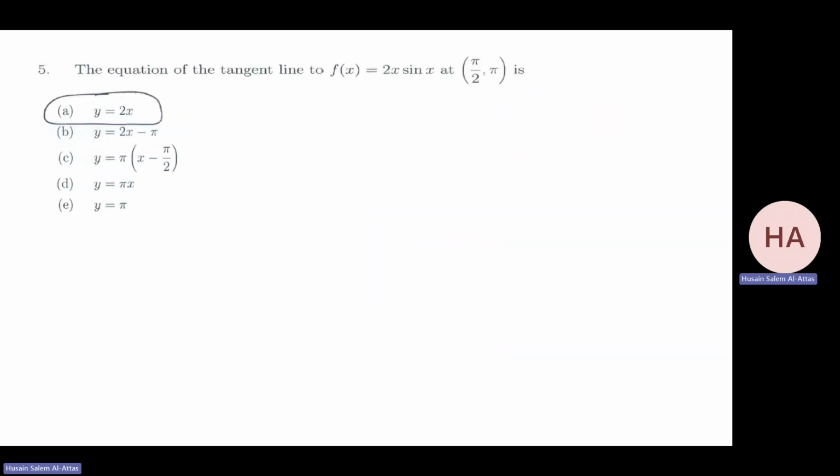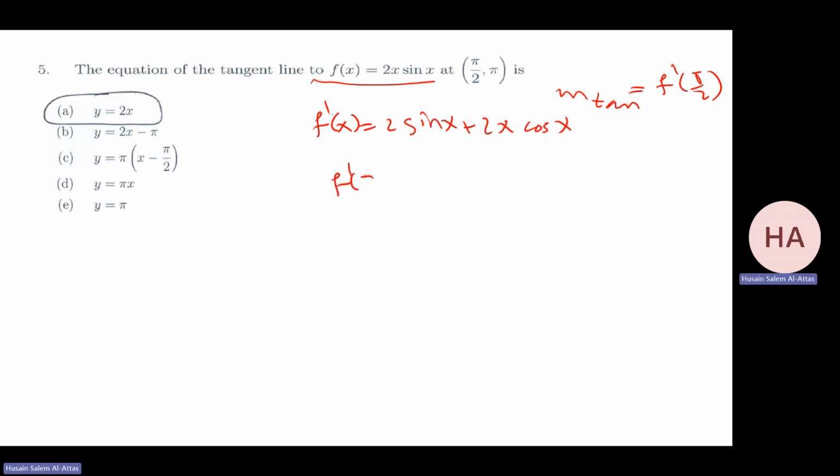The current tangent line at this point, what will be the slope of the tangent? It will be f prime at pi over 2. So to find f prime, using the product rule, it will be 2 sine plus 2x cosine x at pi over 2. Here, 2 cosine of pi over 2 is 0, so 2 plus 0, which is 2.